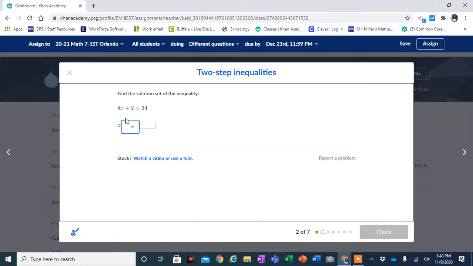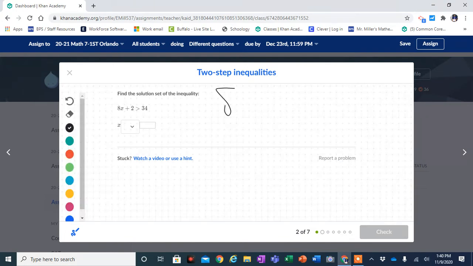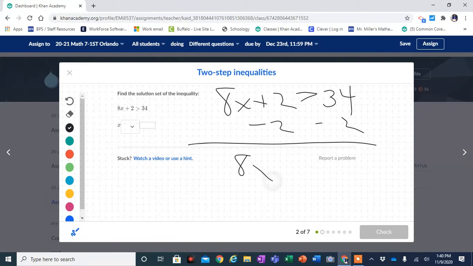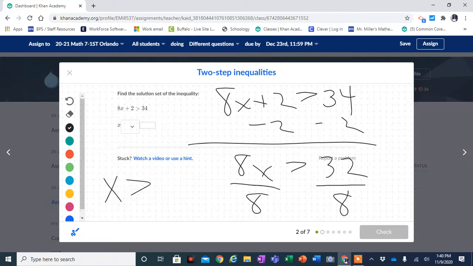All right, for this one, same process. So we again have 8x plus 2 greater than 34. We're going to subtract 2, subtract 2. So now 8x is greater than 32, but now we're dividing by a positive. Since you divide by a positive, the sign stays the same. So x is greater than 32 divided by 8, which is 4.